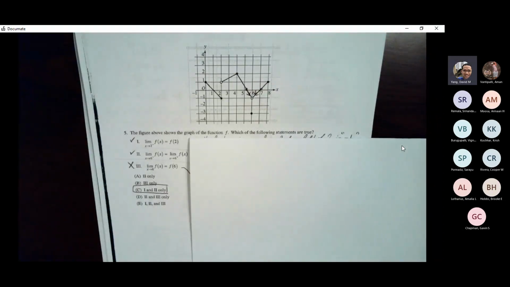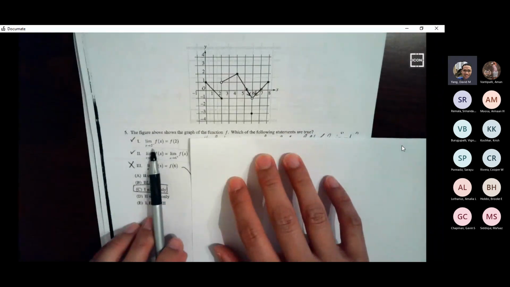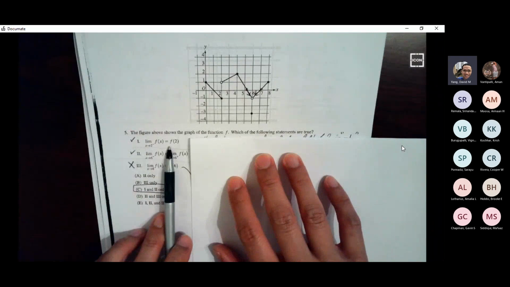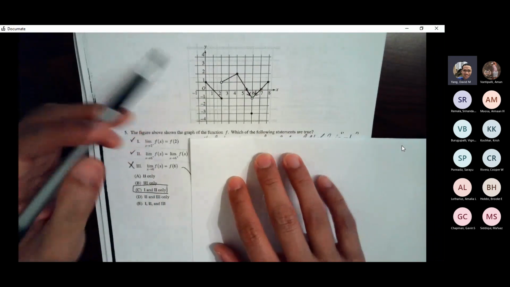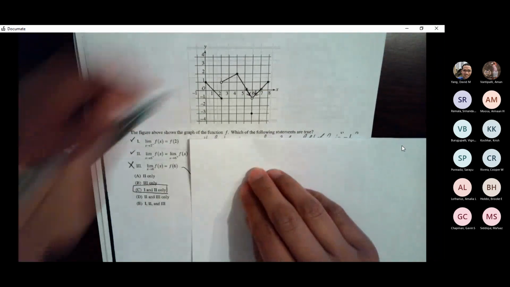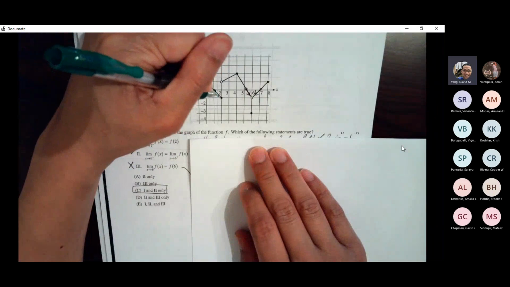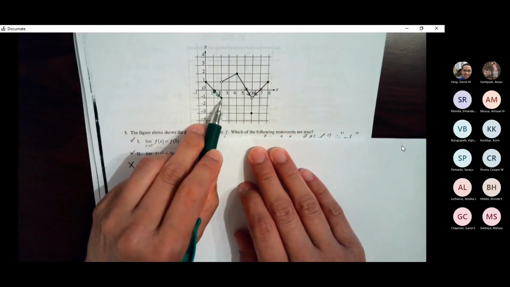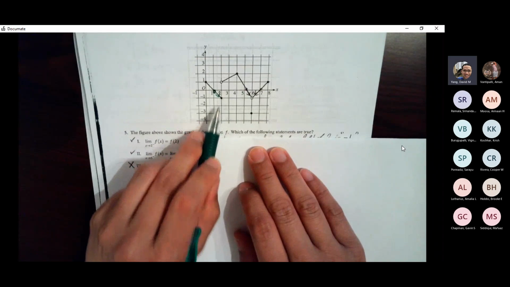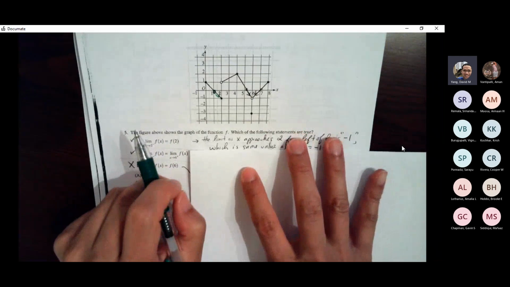Okay, the figure above shows the graph of the function f. Which of the following statements are true? Okay, first one: the limit as x approaches 2 from the left side of 2 is equal to 2. So if we find 2, and we're approaching 2 from the left side, negative 1 is the same thing as the ordered pair f of 2, so those are in agreement.